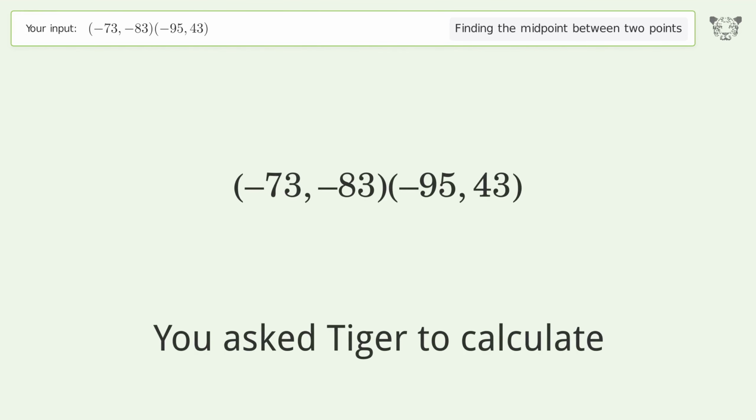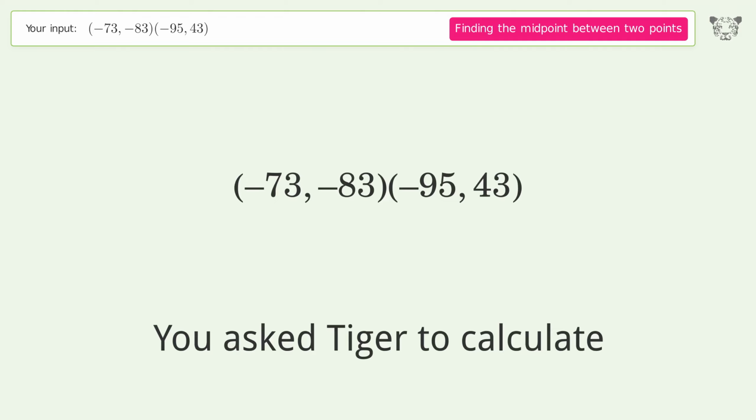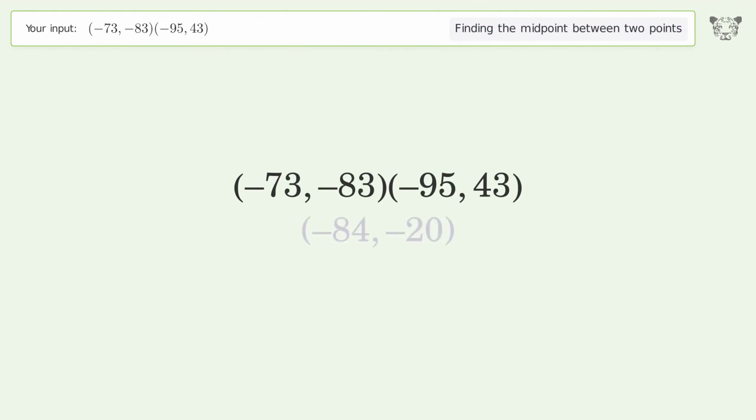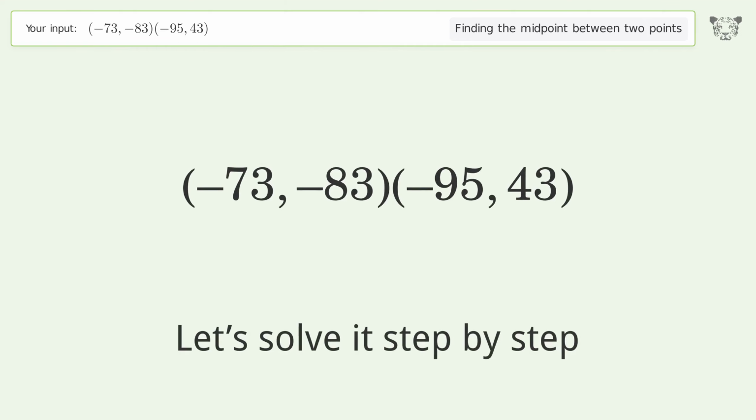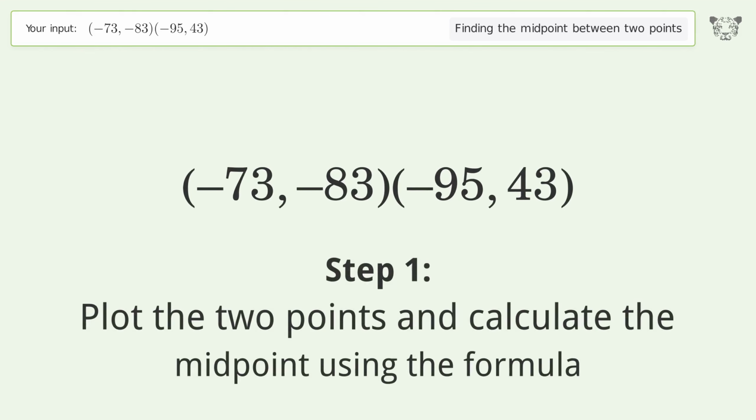You ask Tiger to calculate. This deals with finding the midpoint between 2 points. The midpoint between the 2 points is -84, -20. Let's solve it step by step. Plot the 2 points and calculate the midpoint using the formula.